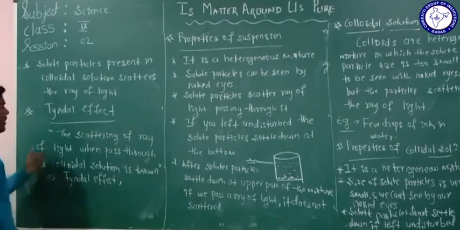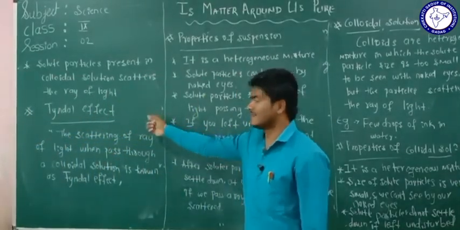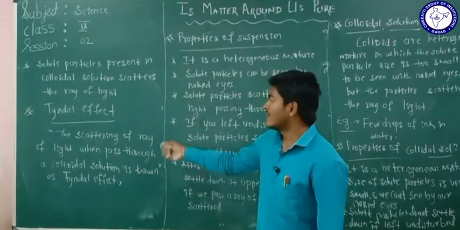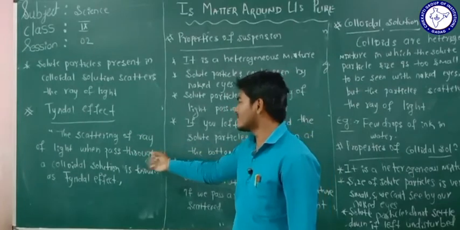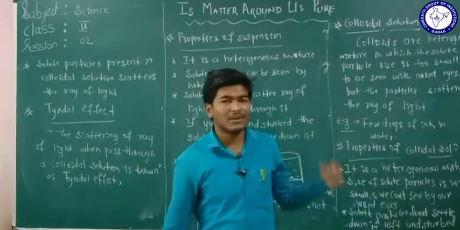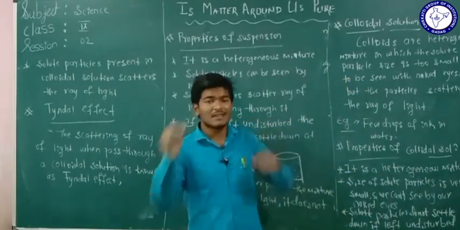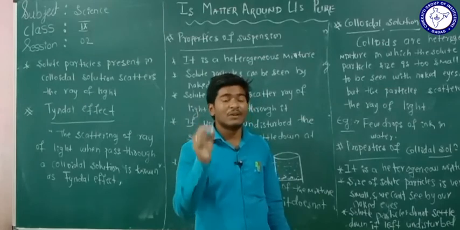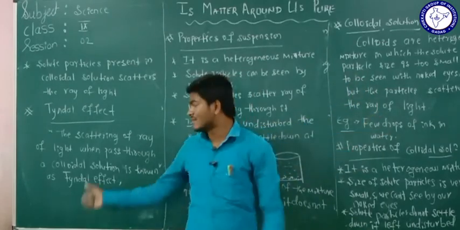So it is very important for your examination. In your examination, a 1 mark question will be asked on this. What is the Tyndall effect? It is nothing but the scattering of a ray of light when it passes through a colloidal solution. Why is it considered special? Because in a colloidal solution the size of the particles is very small, but they also scatter the ray of light. This effect is known as the Tyndall effect.